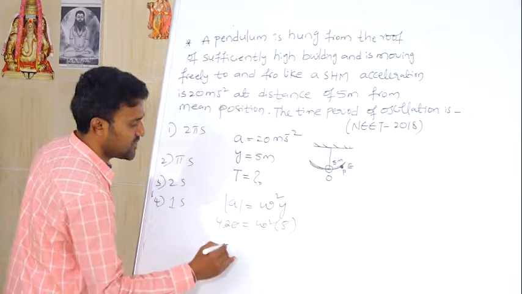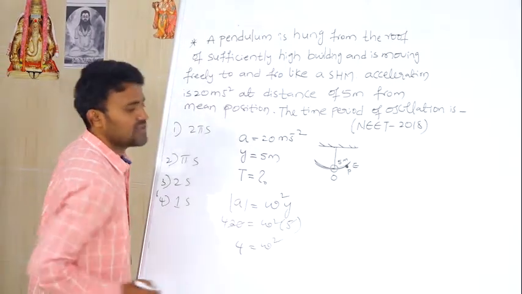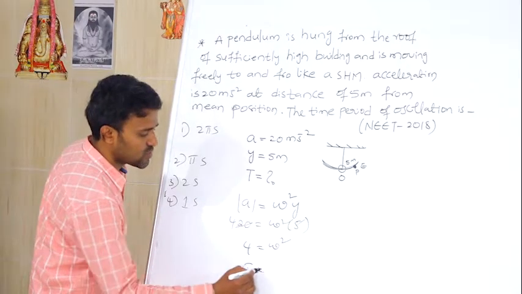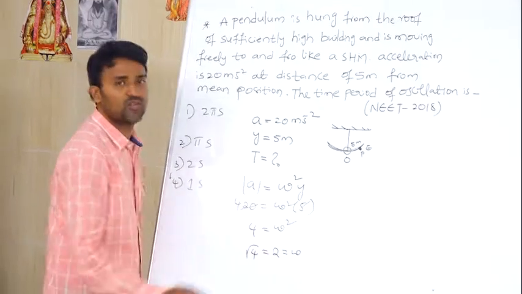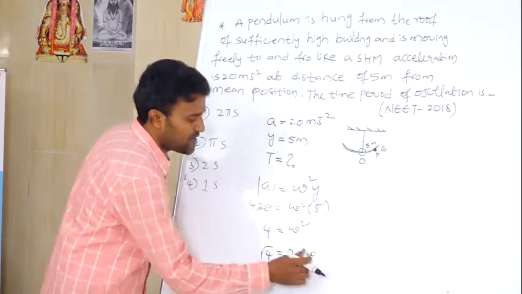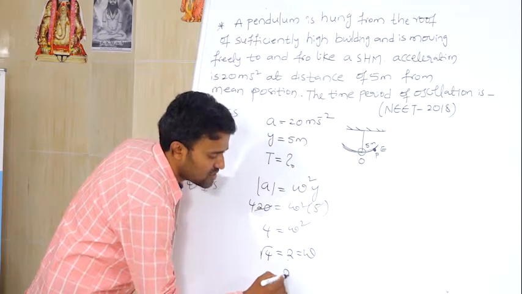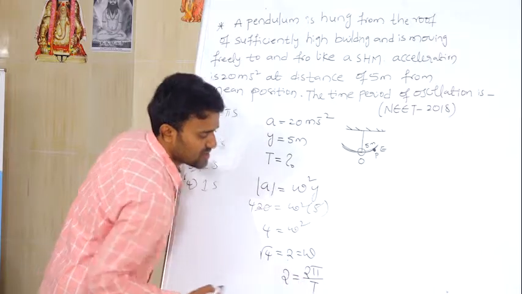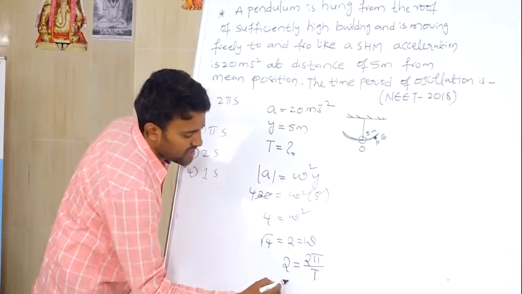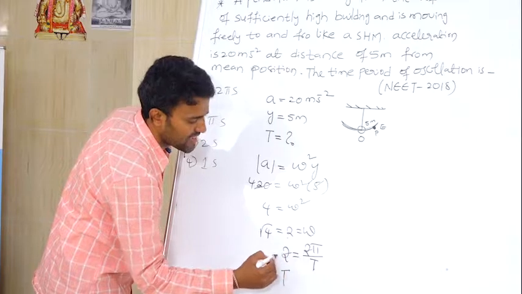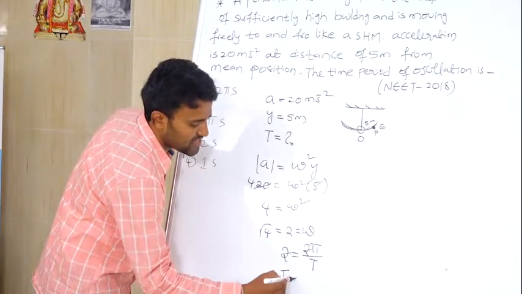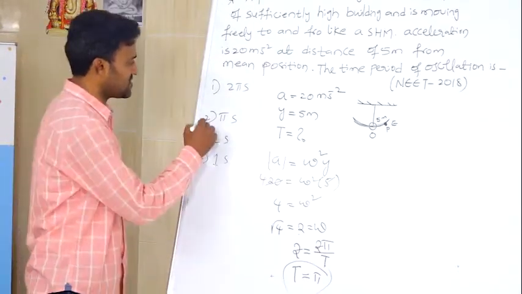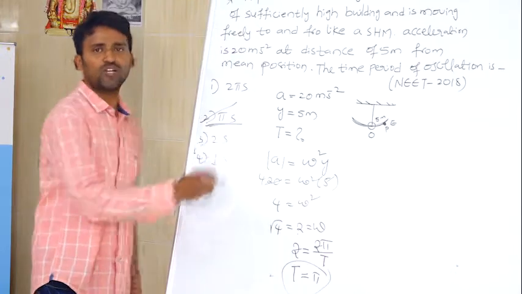5 4s are 20. So 4 is equal to omega square, and omega root 4 is equal to 2. So omega is equal to 2. But we need the time period. Omega means 2 pi by T. Then T, the 2 gets cancelled, so T is equal to pi. T is equal to pi seconds. Which option? This one, option 2: T is equal to pi seconds.